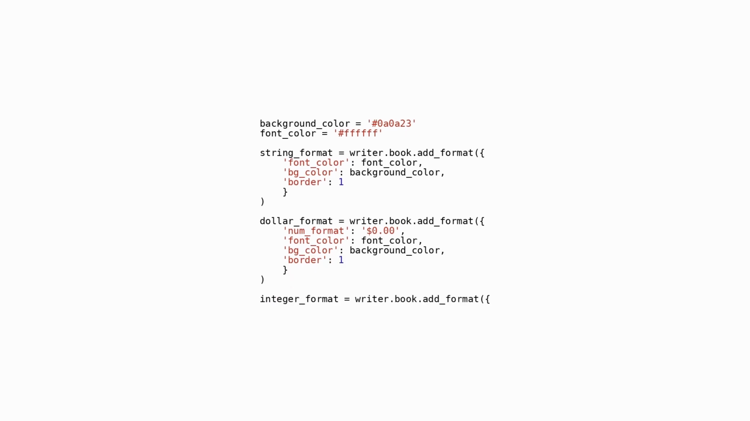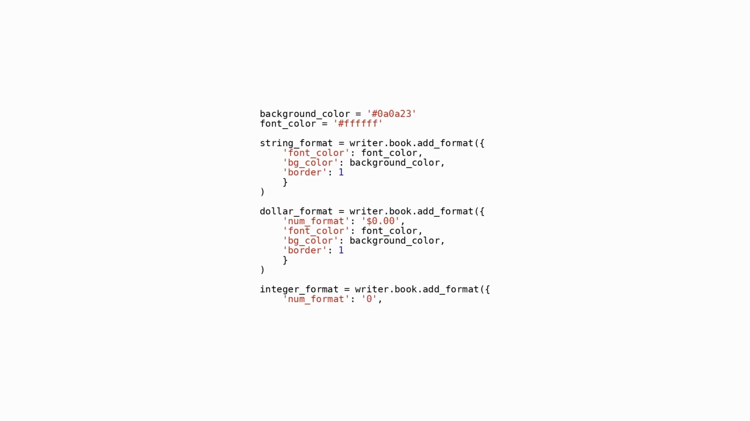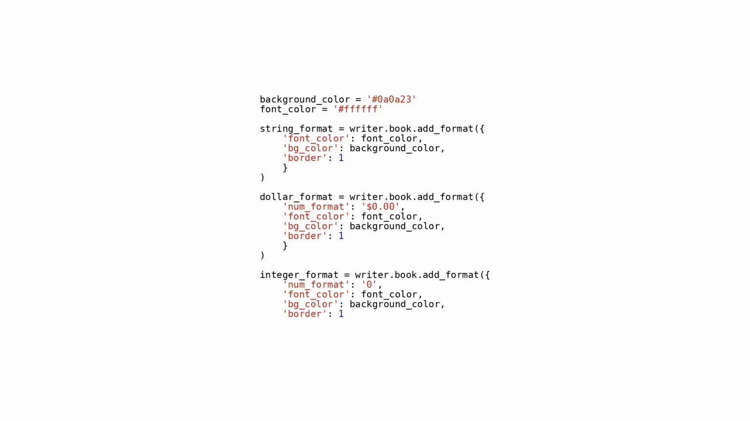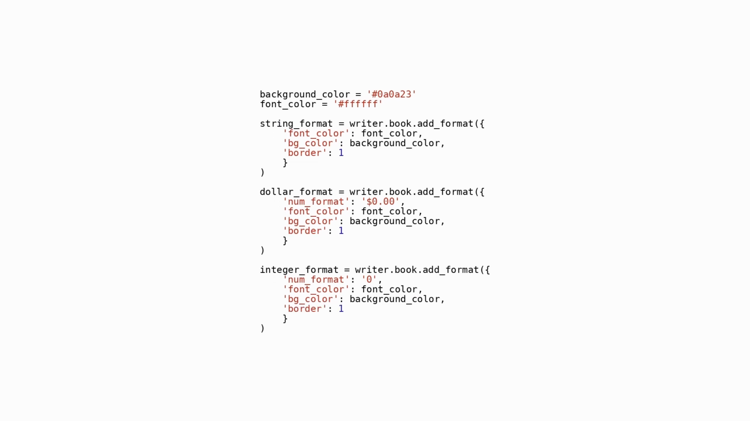3. Integer format designed for integer values. This format displays numbers without decimal places, employing white font color on a dark blue background and a border. These formats ensure a consistent and visually appealing appearance in the Excel file. By applying these predefined formats to cells, the code guarantees uniform and clear data representation, facilitating easy readability and interpretation for users accessing the Excel file.